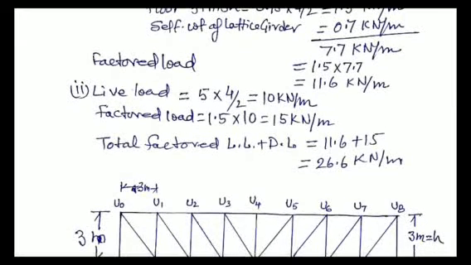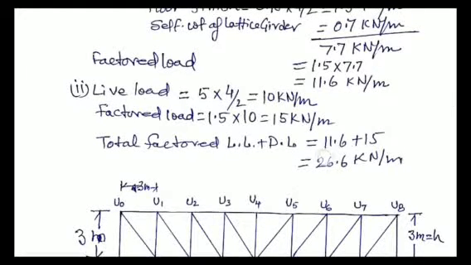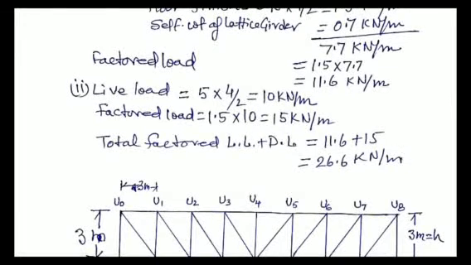Now this is the total dead load. Now come to the next, the live load. The live load is given as 5 kilonewton per meter square. So the per meter live load will be 5 into 4 by 2. So it is coming 10 kilonewton per meter, and on factoring this comes out to be 15 kilonewton per meter. So the total load, live load and dead load, on the lattice girder will be 11.6 plus 15. This is the dead load 11.6 and this is the live load 15. So it comes out to be 26.6 kilonewton per meter.